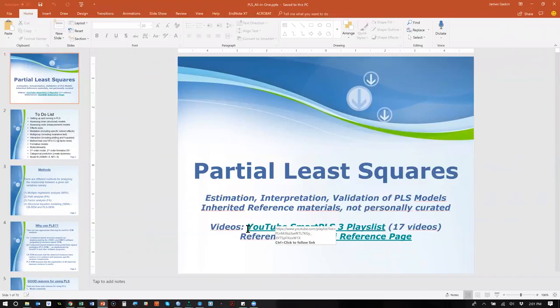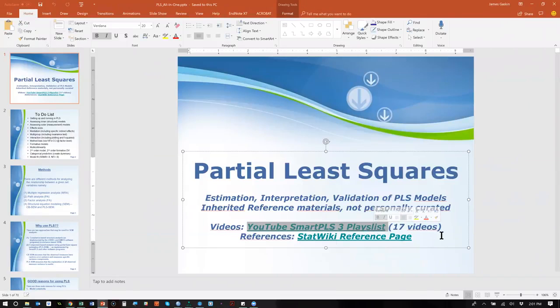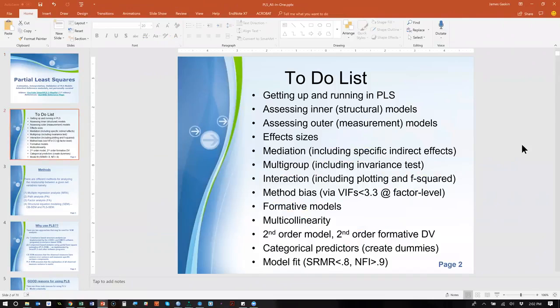One is a link to the YouTube playlist that has 17 videos on how to use SmartPLS 3, and then a StatWiki page for references to partial least squares. And then a list of all the things we might get to today. We have a lot of stuff to do in SmartPLS because we're essentially doing everything we just did over the past 2.5 days, now in one afternoon. But you already know all the conceptual stuff behind what we're going to do, so it's just procedural at this point, how to do it in SmartPLS.